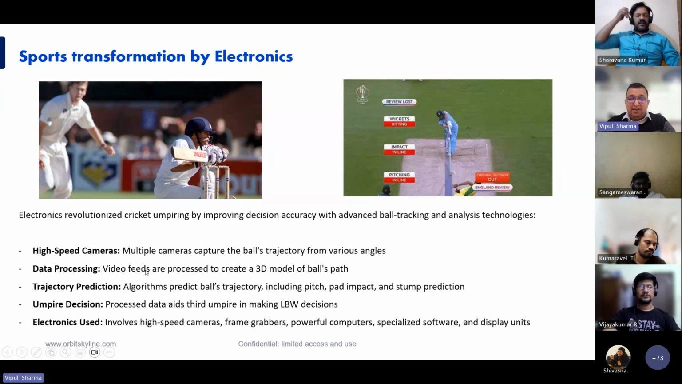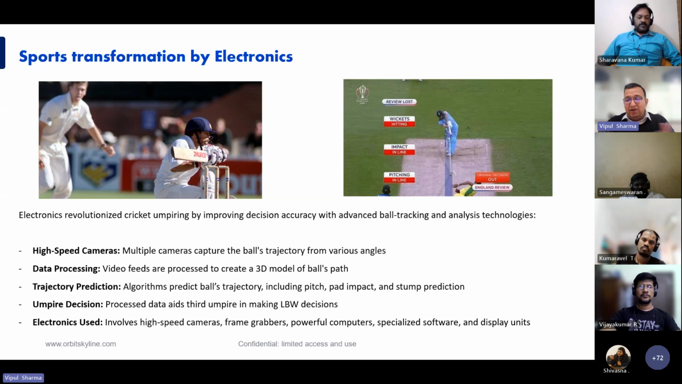First, there are high-speed cameras all around the ground. They are very high frame rate cameras capturing pictures of the ball from all angles, and then feeding them to a high-processing server, which processes all the information received from the different cameras. It builds a 3D image of that ball and then predicts its trajectory, and it gives all the data about the pitching of the ball, the trajectory, and whether it is hitting the stumps or not.